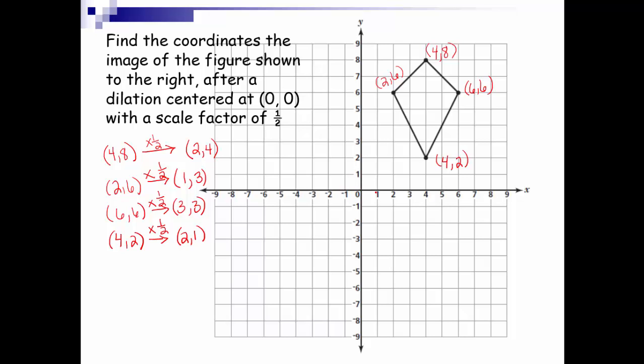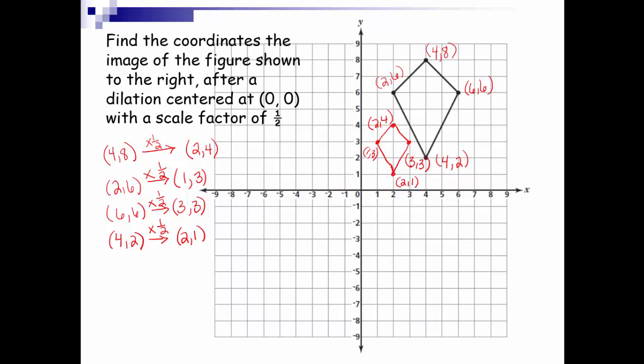So the first coordinate is 2, 4. They ask us to find the coordinates of our new figure, so 2, 4, 1, 3, 3, 3, and finally 2, 1. Now I don't have a ruler, but you're going to use a ruler. Then you just go ahead and connect each of your new vertices.